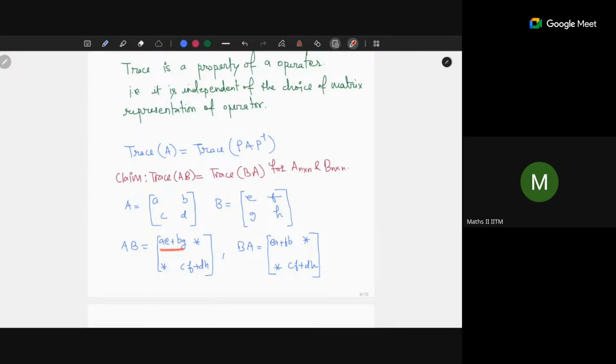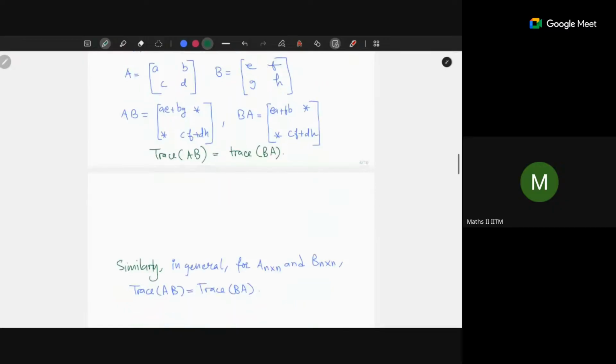So how do we obtain the 1 1 entry? It is first row, first column, and you will get this entry. Second diagonal entry: second row, second column, same result. As you can see, the diagonal entries of AB are the same as the diagonal entries of BA, so their sums will also be the same. That means we have proved that trace of AB is the same as trace of BA.